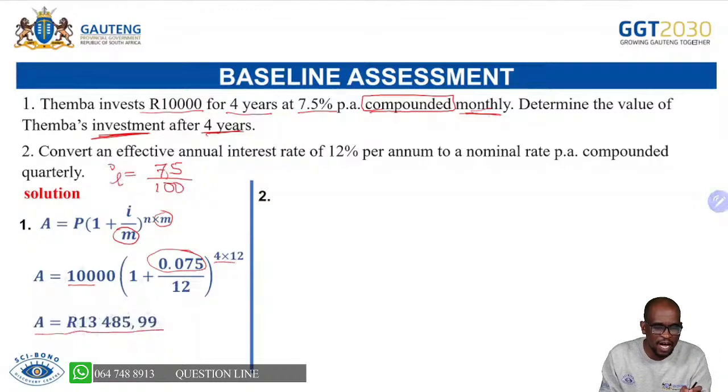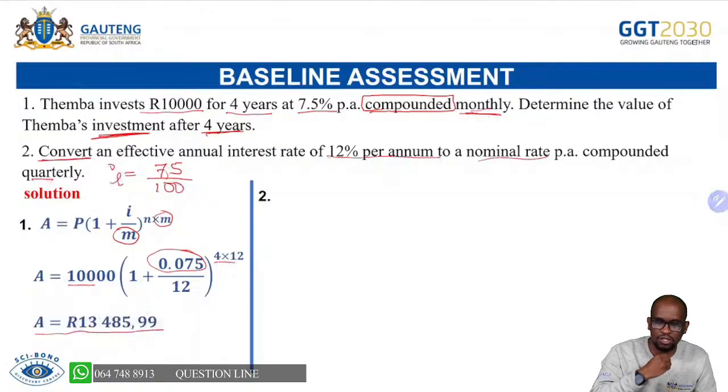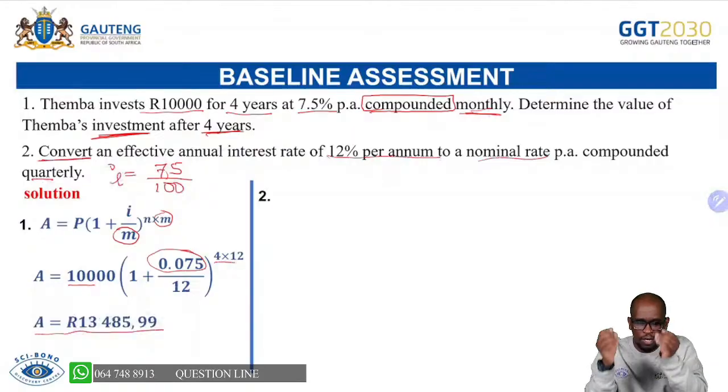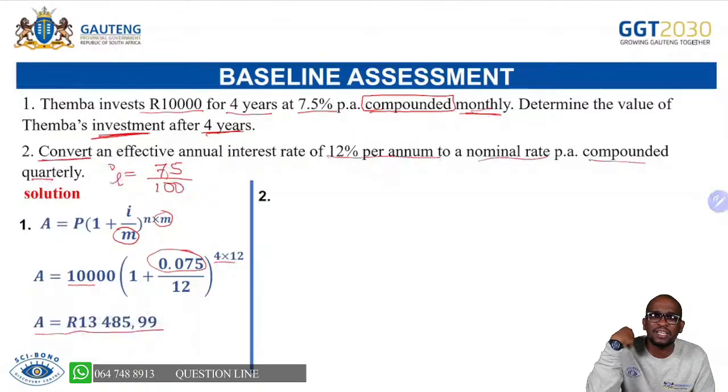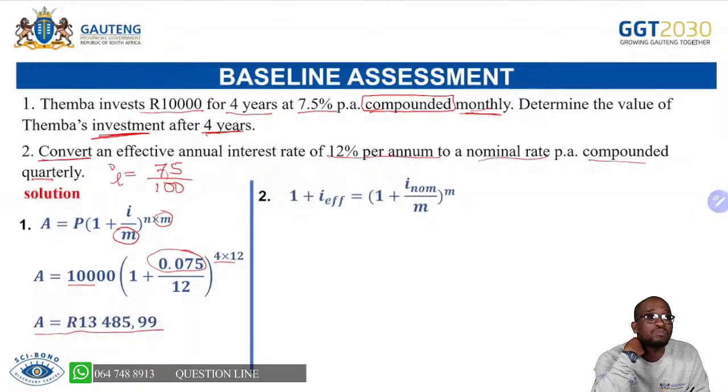The question here wants us to convert an effective annual interest rate of 12% per annum to a nominal interest rate compounded quarterly. So we are converting an annual interest rate to a nominal rate that is compounded quarterly. Remember, nominal rates have different compoundings. Now let's look at what we should be doing here.